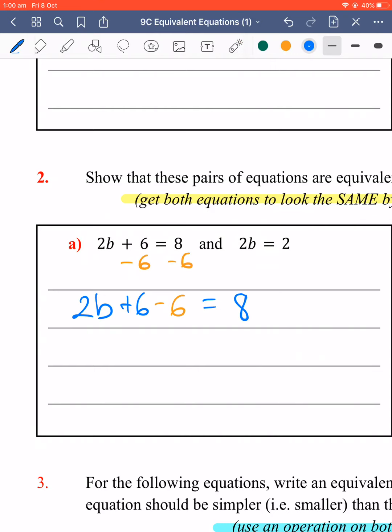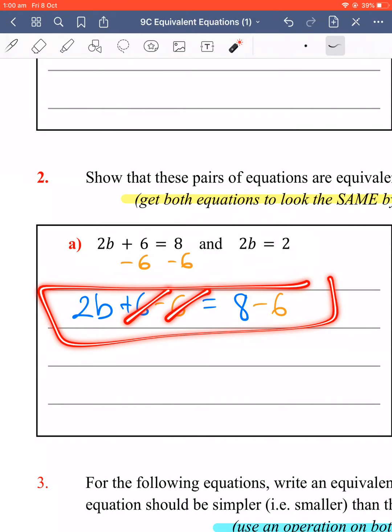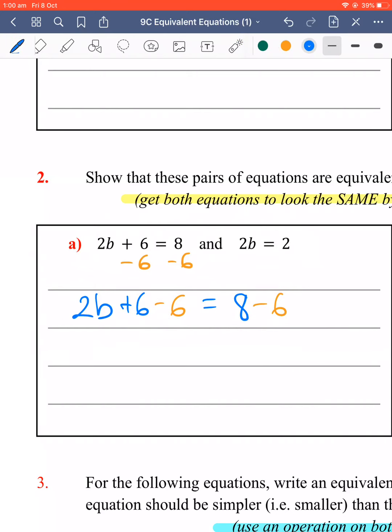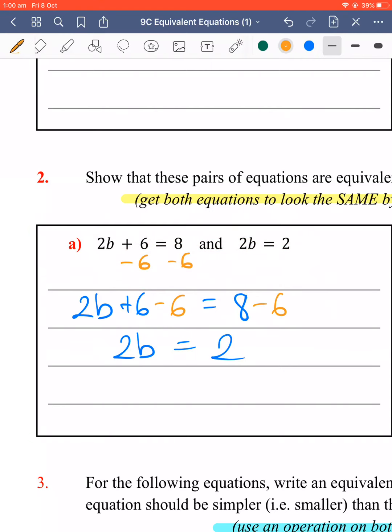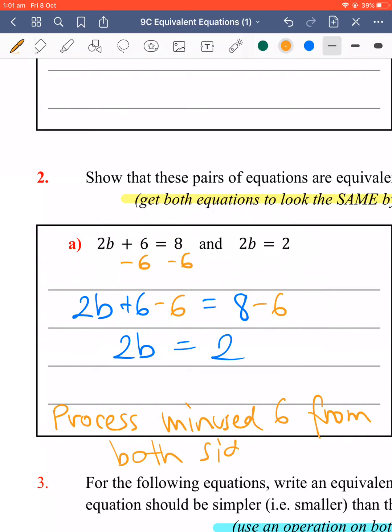So equals 8, and then I've minus 6. So if I have a look at this, 6 and minus 6 cancel each other out, so I end up with 2b. And 8 minus 6 is actually 2. Okay, so I haven't answered my question yet because I haven't told you the process that I've done. I've shown the process, but I need to tell you what the process actually is. So what I have done is, for my process, I have minused 6 from both sides. And make sure that you're writing a sentence for this, okay?